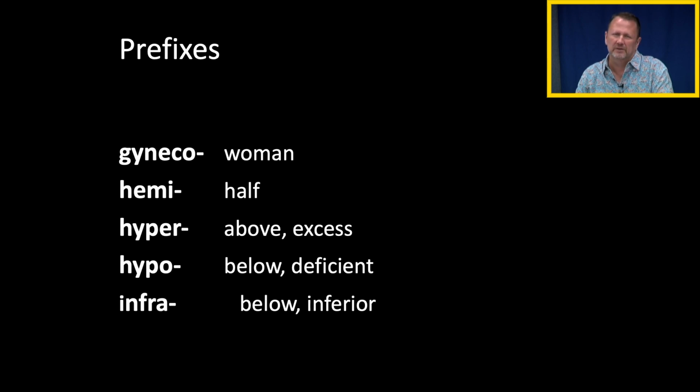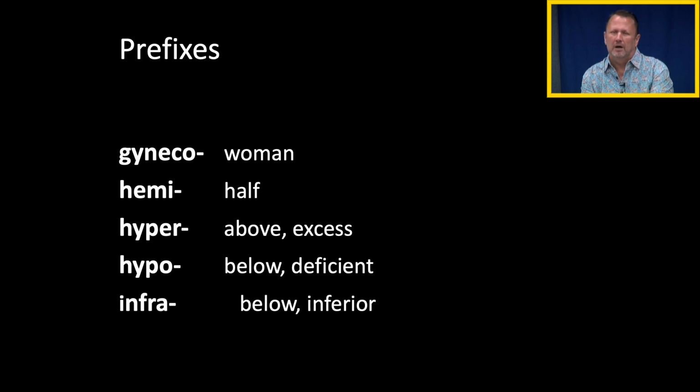Gyneco has to do with women, so a gynecologist is someone who works with the reproductive organs of a woman. Hemi means half. Hemiparesis means half of the body is weakened. Hemiplegia means half of the body is paralyzed. Hyper, above, or excessive. Hypo, below or deficient. Infra, meaning below or inferior to. Inferior here has nothing to do with not being as good as. In medicine, inferior just means below something else in the anatomic position.